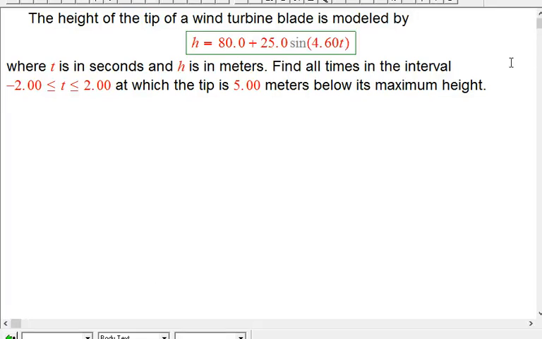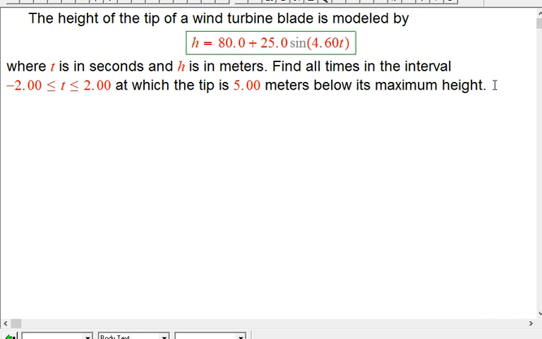So let's look at a problem that involves solving a trig equation with fairly realistic complications, but not too many unnecessary ones. Like I do a lot of my classes, we're looking at wind turbines, and the height of the tip of a wind turbine blade is modeled by this sine function, t is in seconds, h is in meters. I want to find all times in a specific interval, let's say 2 seconds before I start the stopwatch and 2 seconds after, at which the tip is a specific height, namely 5 meters below its maximum height.